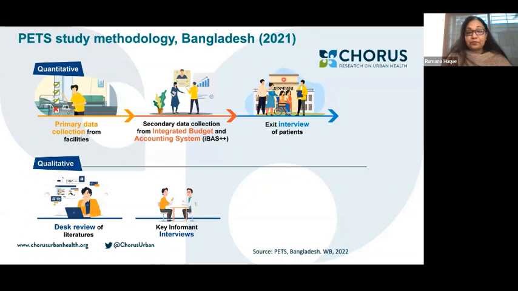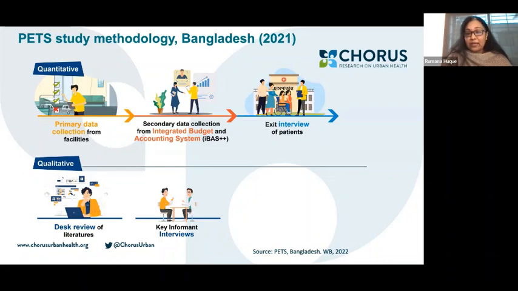So we collected data from the central level, because collecting data from all the individual facilities may not be feasible. It might be easier to collect all these finance data from the Ministry of Finance. From the Ministry of Finance, we collected financial data for all 64 districts of the nation. But primary data from the facilities was collected from a subsample, because it was not possible to collect data from all these health facilities.